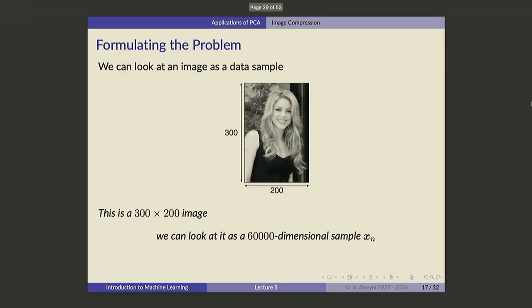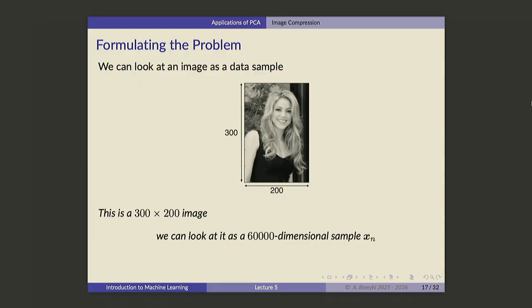How can you use it in practice? Well, you can use it to do compression. For instance, say I have this image. This is what we started with. It has 300 pixels in a row and 200 pixels in a column. One way that you can do the compression, you could say that, well, it's a 60,000 dimensional sample, right?